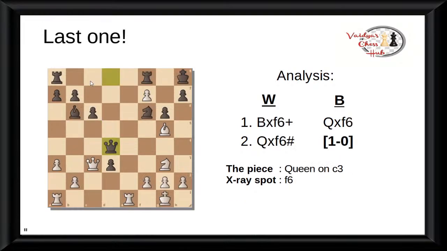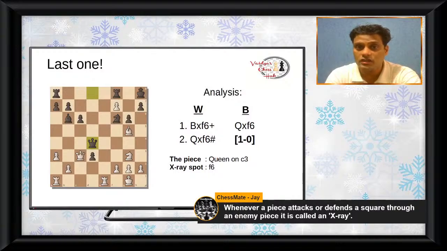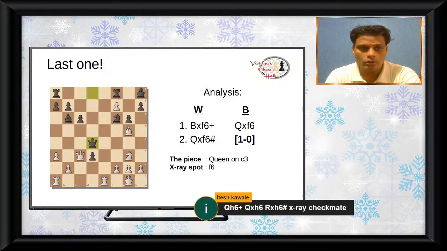Let's take a look at one final example. This is also very interesting. The bishop will take on f6. So bishop takes f6 check. Queen takes f6. And then white will play queen takes f6 checkmate. Notice the pawn on f7. So the king has no scope of going to g8. So what's the piece in question here? The piece in question is the queen on c3. And what's the x-ray spot? The x-ray spot is f6. It's very important, guys, you understand that. Okay? Just remember that you have to write it down in that way.